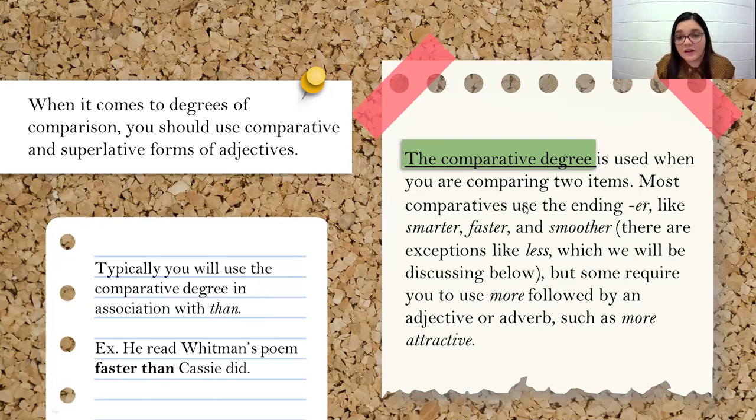Most comparatives use the ending -er, like faster or smarter or smoother or shorter. And there are exceptions like less, which will be discussed below, and that are irregular. But some of these adjectives require you to use "more" if they are more than two syllables. And in other cases, you will also apply this rule for adverbs as well. So you say, for example, more attractive, more intelligent, more enthusiastic, etc.